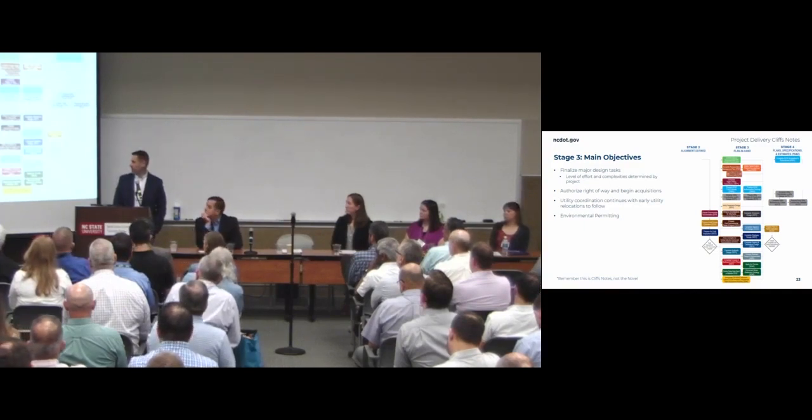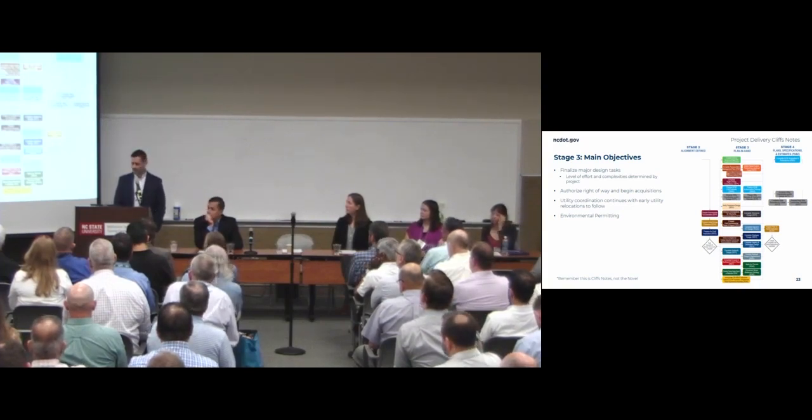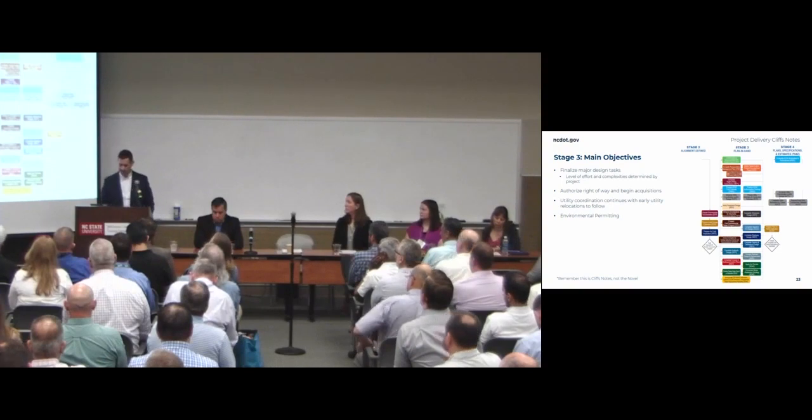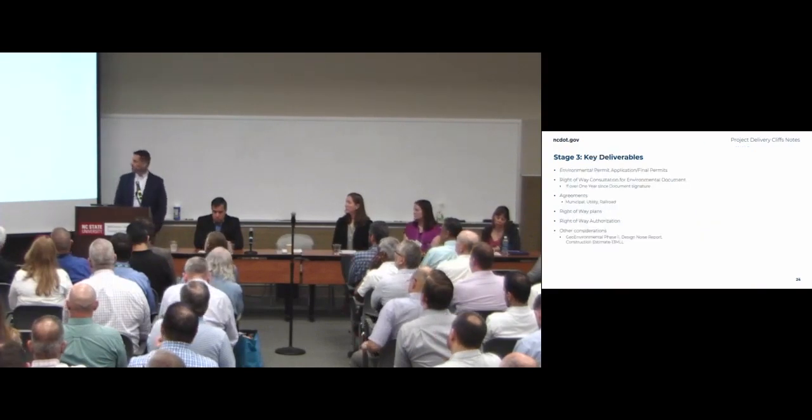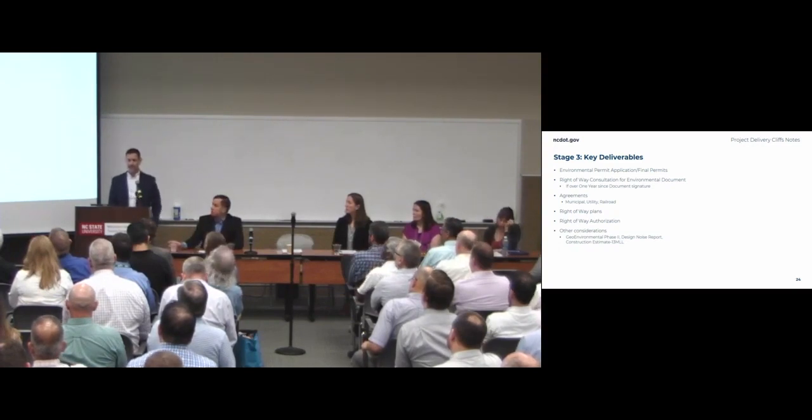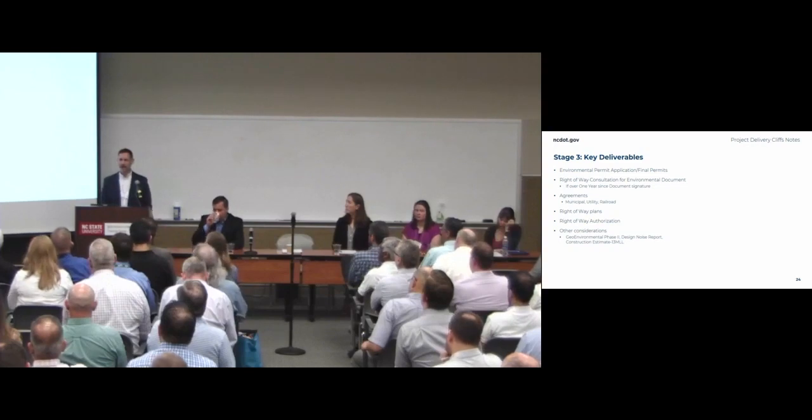And then another big topic of this is the environmental permitting. You want to be working on finalizing those permit applications so that you can get the permits in hand earlier than later. And again, we're just going to hit the highlights here and walk through this. So as we talk about these objectives, what are the key deliverables that are going to come out of this? We're looking at the environmental permit application. How are you going to finalize that and receive your permits?